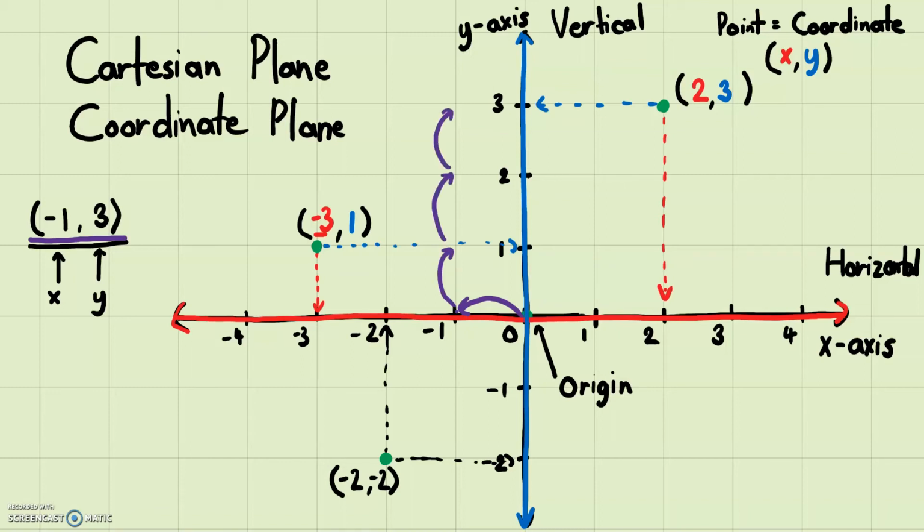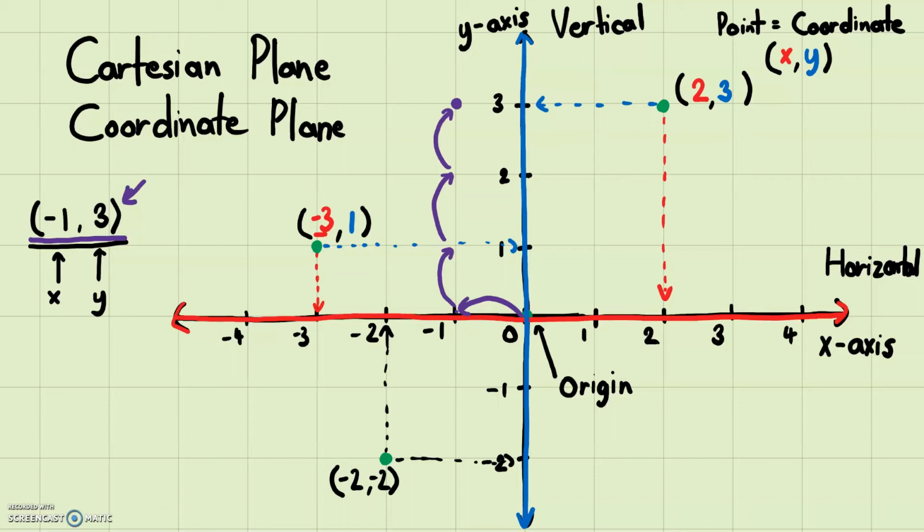Okay, so -1 in the x direction meant going left 1, and then +3 in the y direction meant going up 3 from there. So this point right here, the point that we end up, is going to be this point.